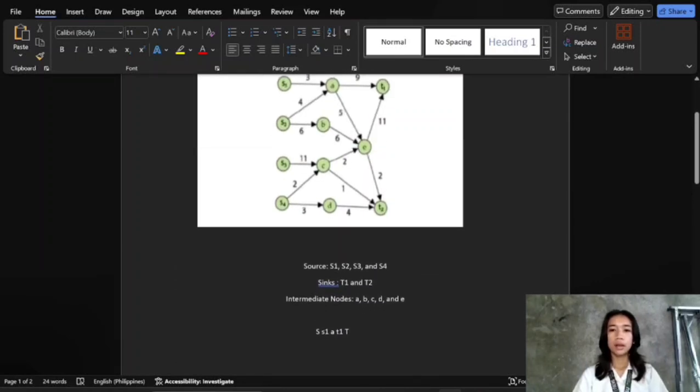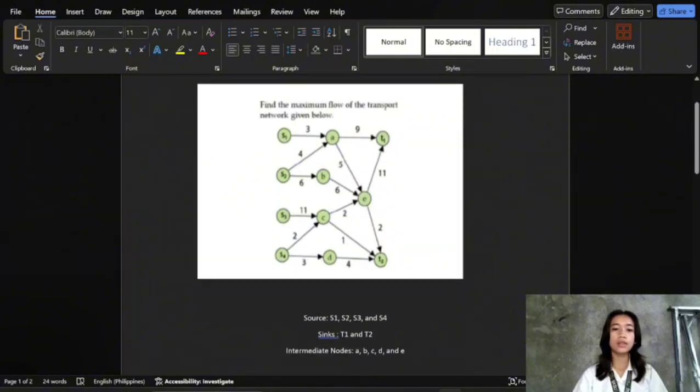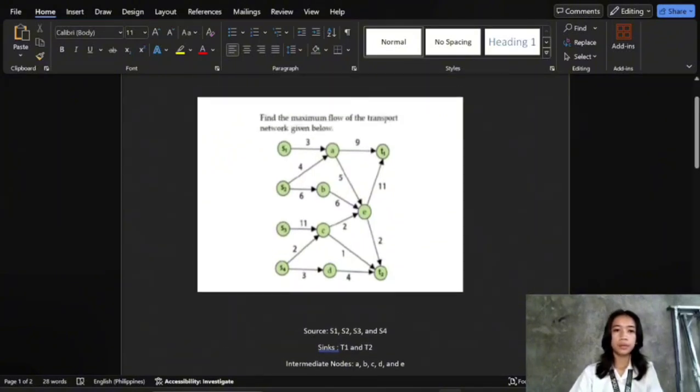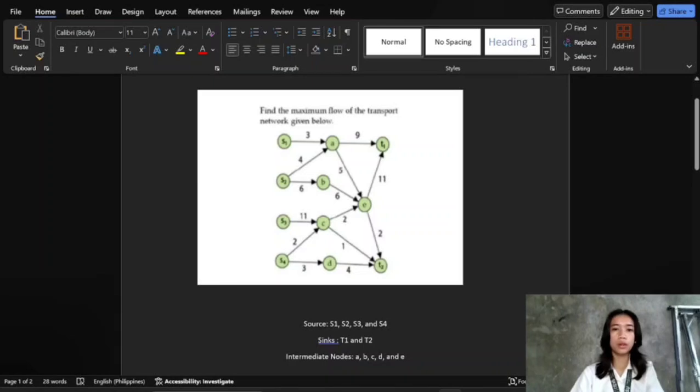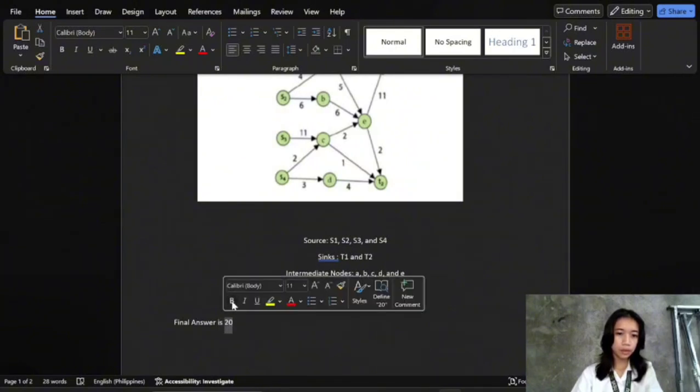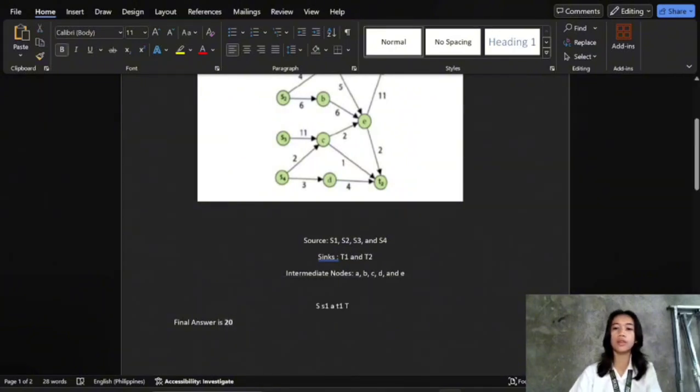So the final answer is 20. The maximum flow of the transport network given below is 20. This is the answer, the final answer.